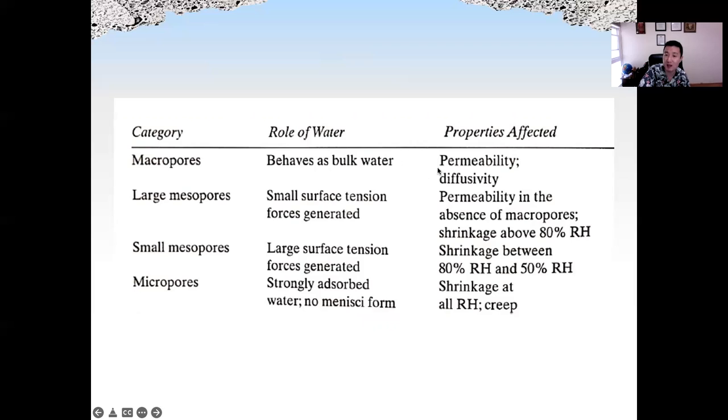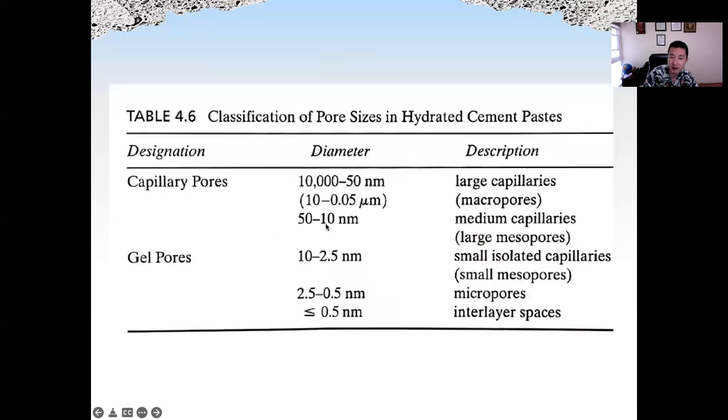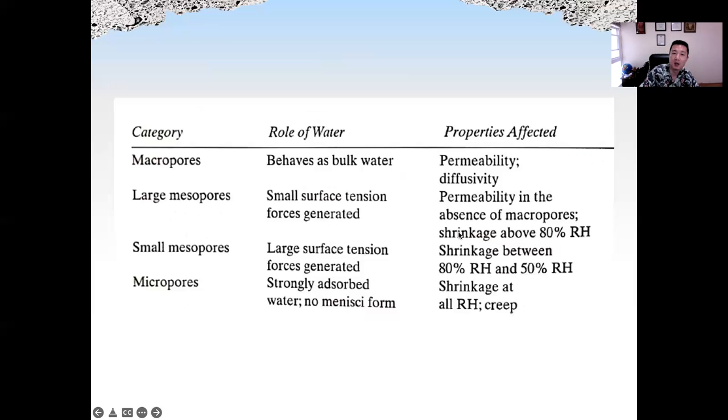These pores will affect permeability and diffusivity of concrete, and that's about it. Not too much on shrinkage behavior. For large mesopores, which is between 10 to 50 nanometer, when water leaves from these pores, it will cause a small amount of surface tension. Surface tension is the force that makes concrete shrink. The higher the surface tension, the more shrinkage concrete will experience.